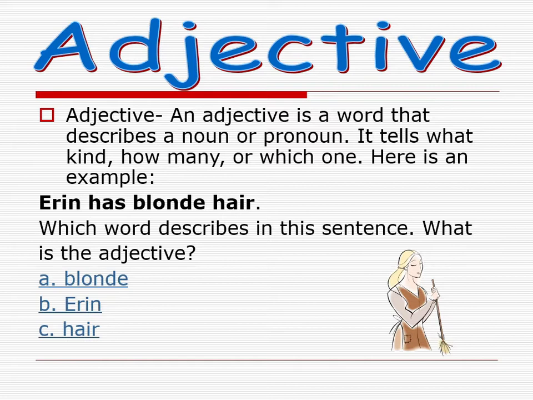Here is an example. Erin has blonde hair. So which word is the adjective in this sentence? So the word blonde, is it an adjective? Yes, it is. Erin is a name, hair is a noun. So the adjective is option number A.